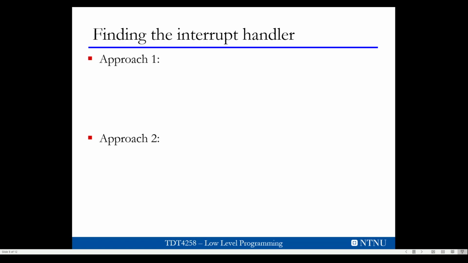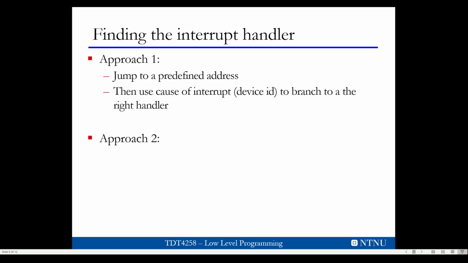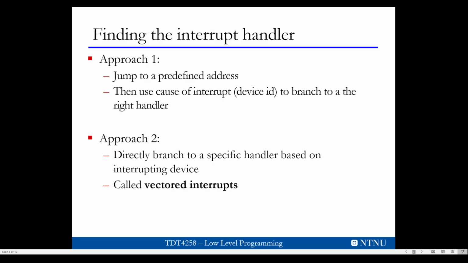So let's first talk about finding the interrupt handler. There are two approaches for this. In the first approach, whenever an interrupt arrives, the CPU always jumps to a predefined address, and then it uses the ID of the device which interrupted to jump to the handler of that particular device. In the second case, the CPU directly jumps to the handler of the device. This approach is more commonly used, and it's called vectored interrupts.